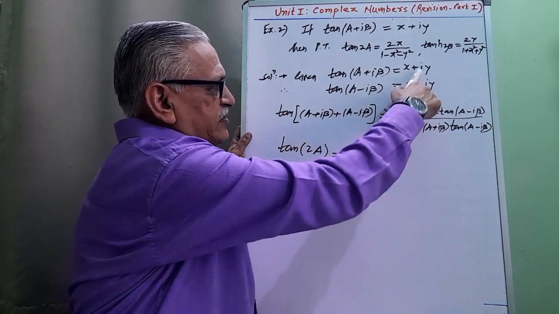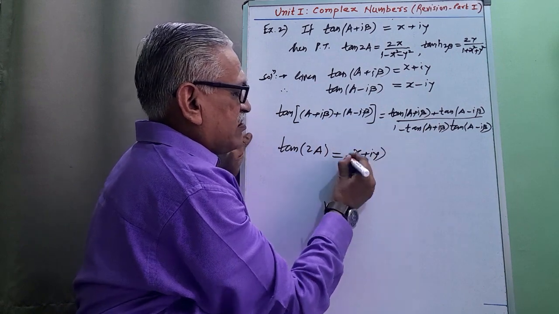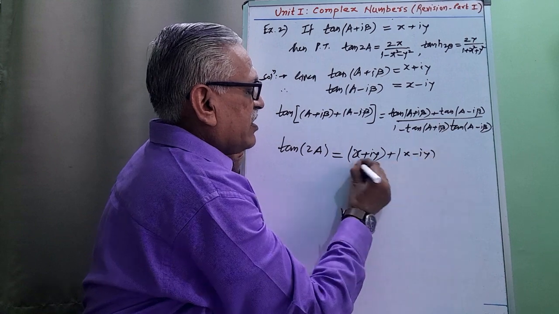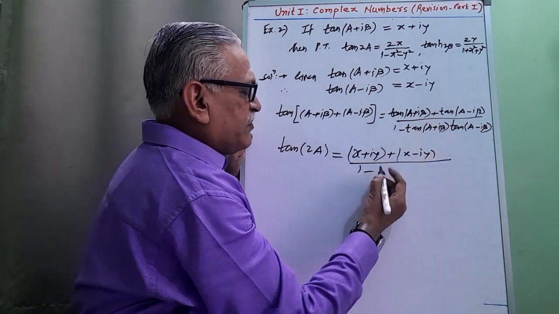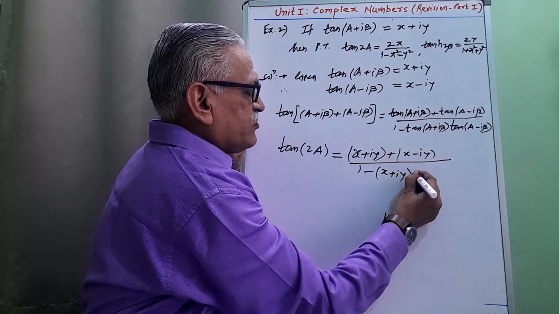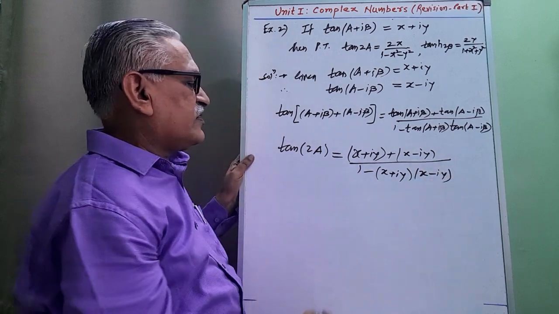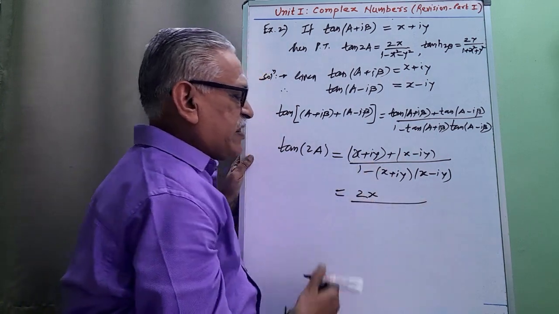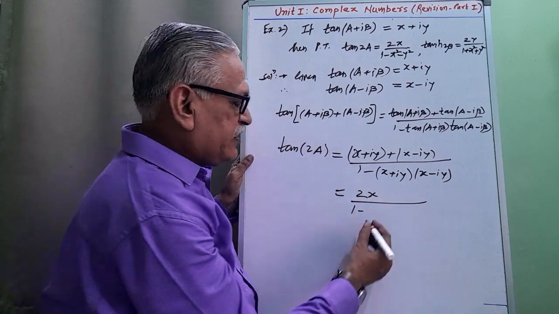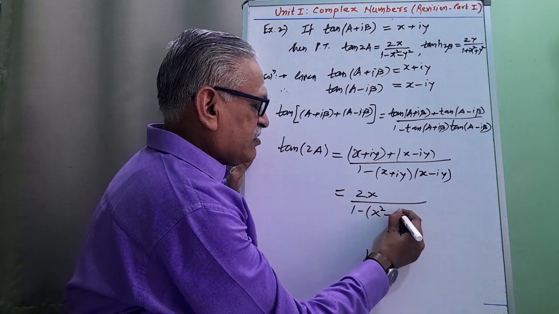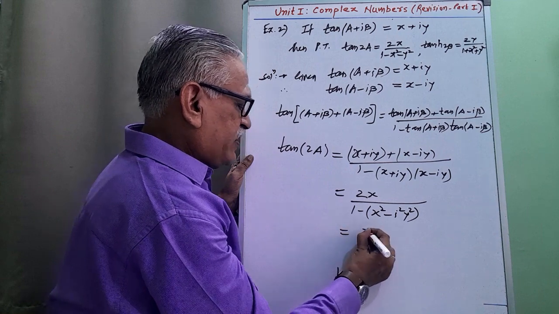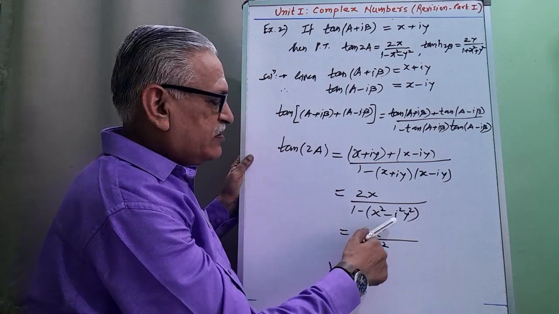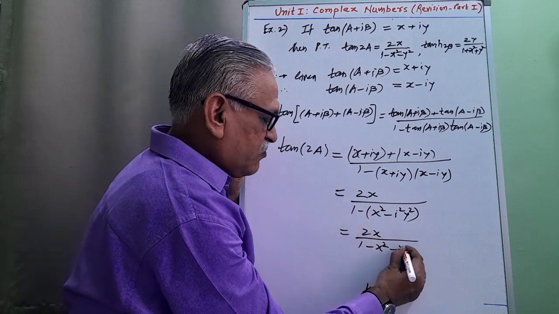As tan a plus ib is x plus iy plus tan of a minus ib is x minus iy, and whole divided by 1 minus tan a plus ib is x plus iy into x minus iy, that is equal to, plus iy cancels with minus iy, x plus x we get 2x whole divided by 1 minus a plus b into a minus b, its product is a square minus b square, means x square minus i square y square, and therefore we get 2x divided by 1 minus x square, i square is minus 1, minus minus becomes plus, and again minus, therefore minus y square.